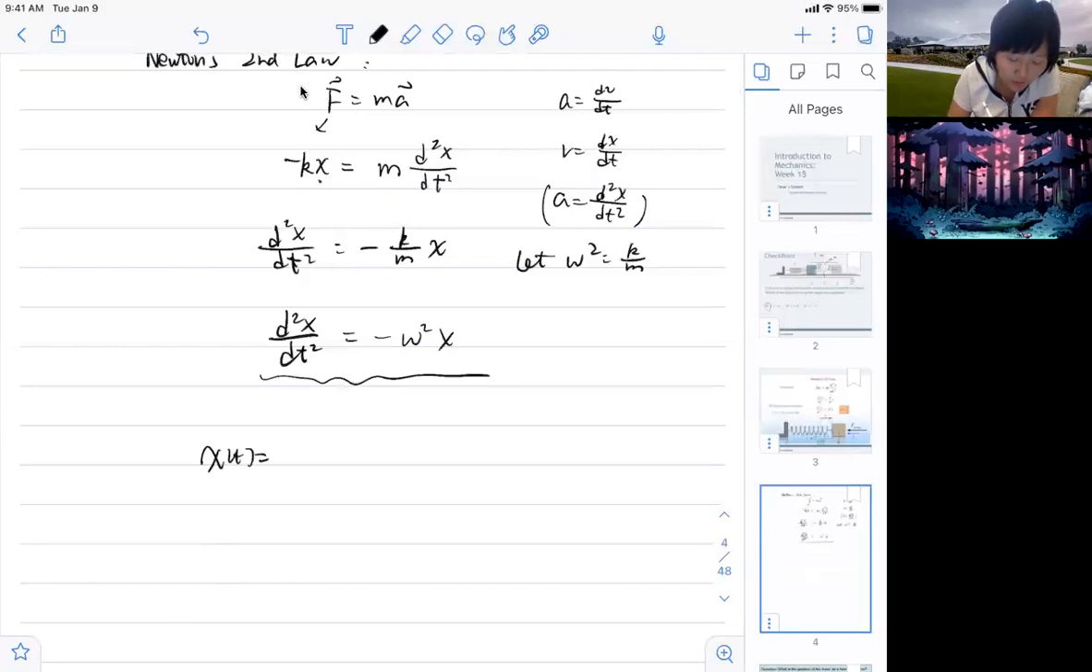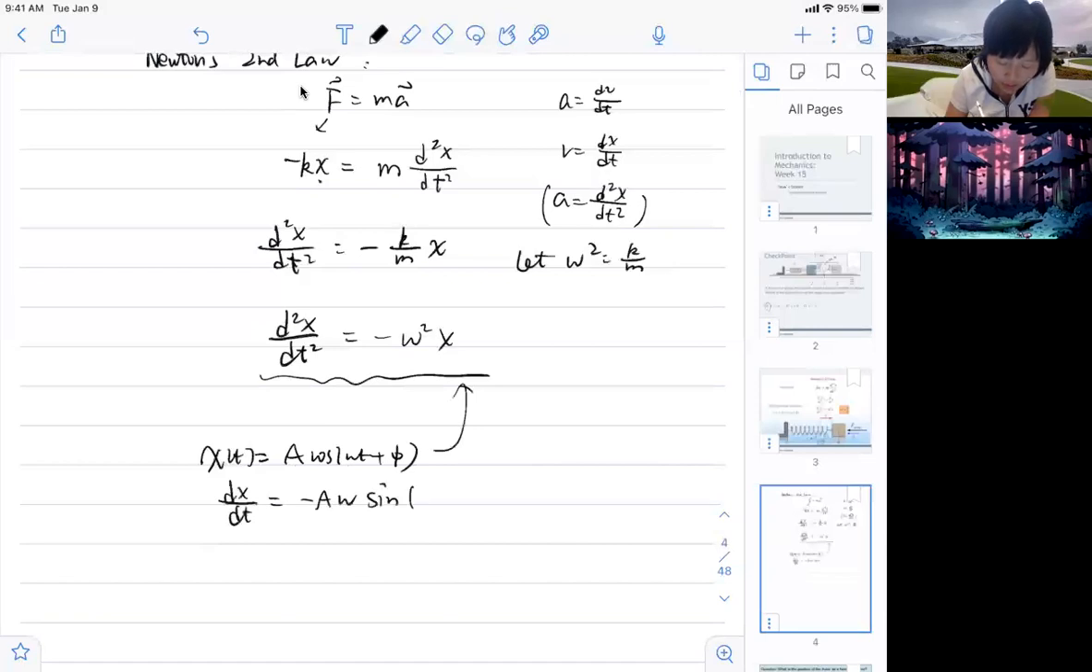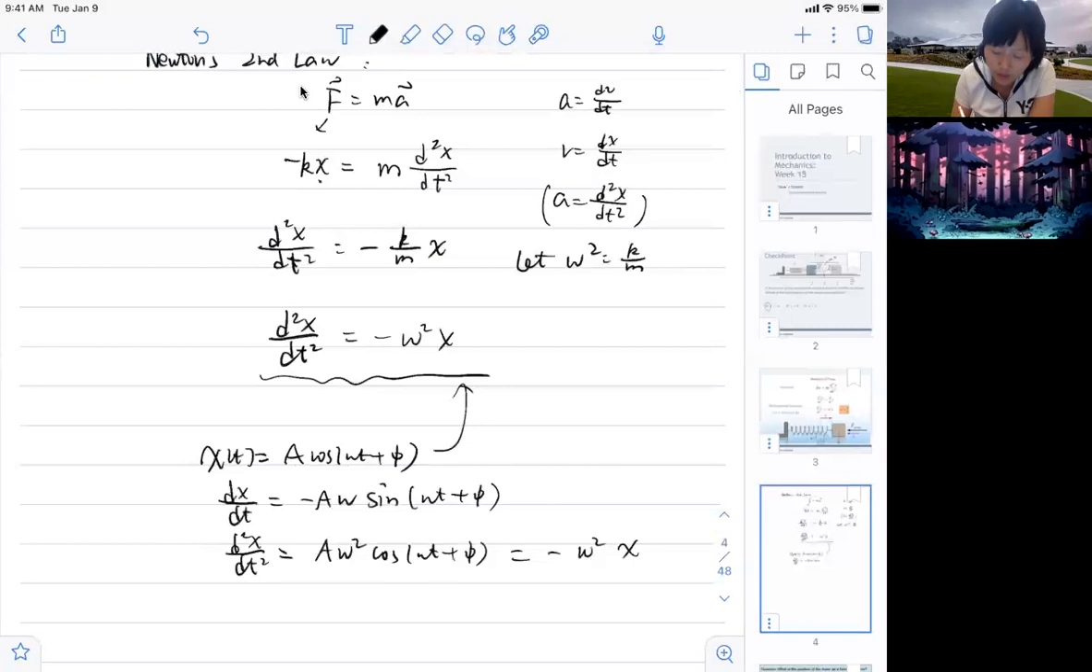So for example, I claim this is a solution to the differential equation you were looking at. All you need to do is plug this in. You plug this in on the left-hand side, you get negative a omega sine omega t plus phi. The second derivative, you will get this. And you show it is indeed negative omega squared times x, right? So it's shown to be an actual solution.